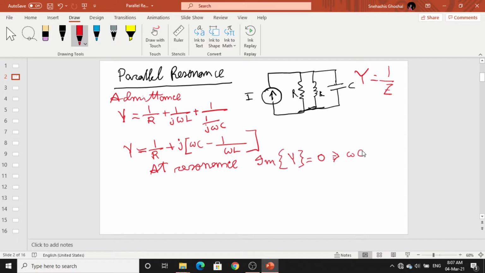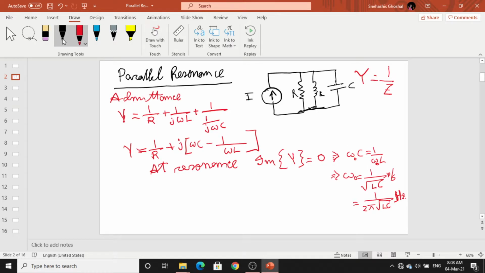we can write that omega C is equal to 1 by omega L, or in other words, at a certain frequency, let it be omega naught, that will be 1 by root LC, that is same with the series circuit, radian per second, or is 1 by 2 pi root LC hertz.